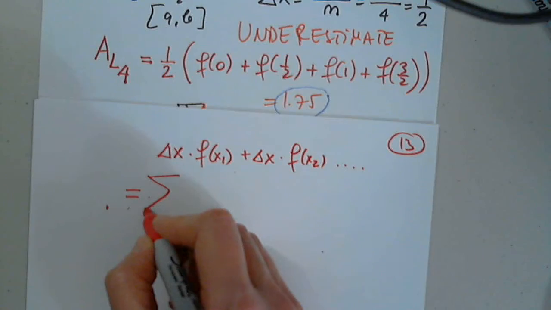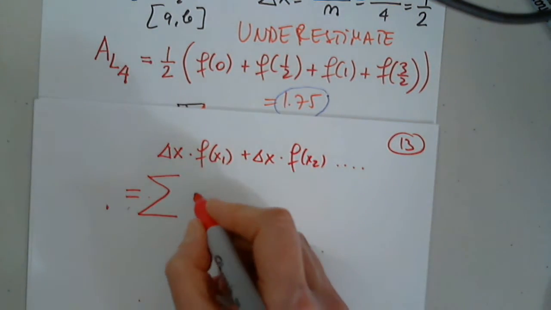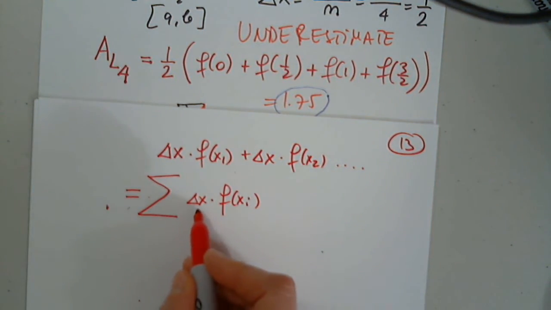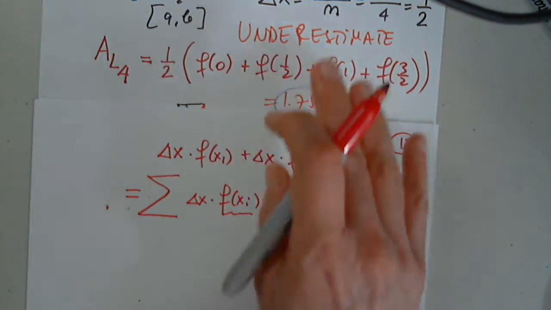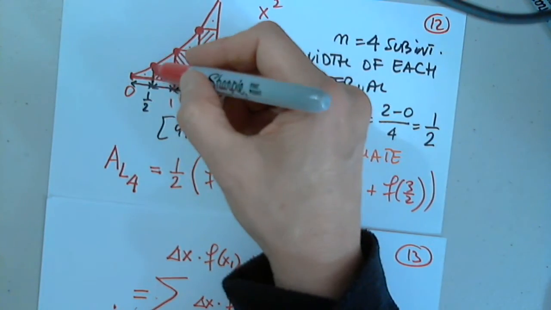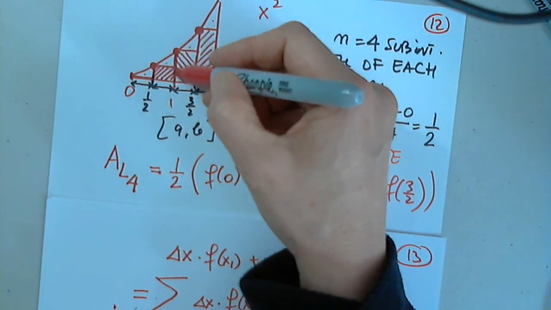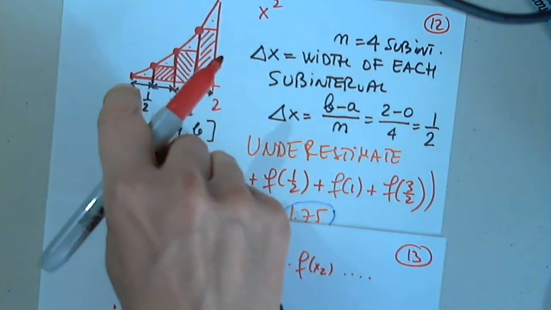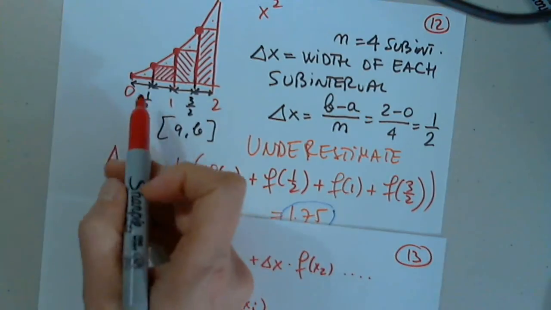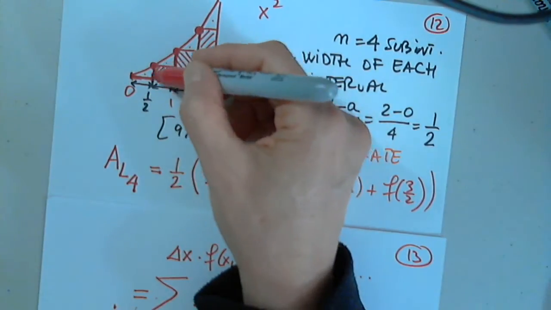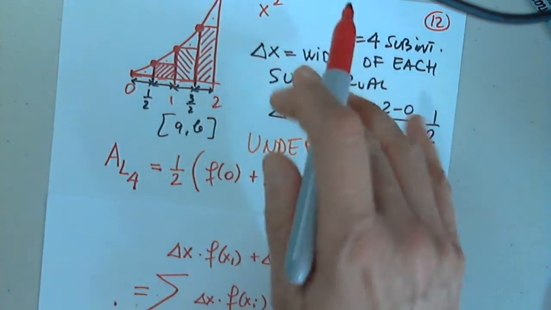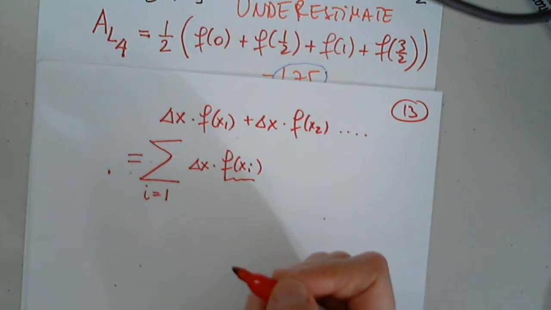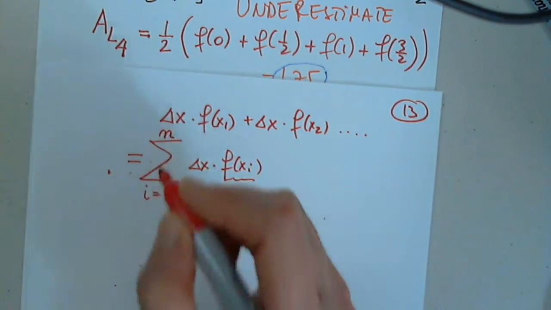I created a sum of base times height. The base did not change, but the height always changes. The height here is 0, the height here is f of 1/2, the height here is f of 1, the height here is f of 3/2. So from subinterval to subinterval, the base does not change, but the height of the rectangle always changes. So this depends on the index, from the very first subinterval to the very last one.